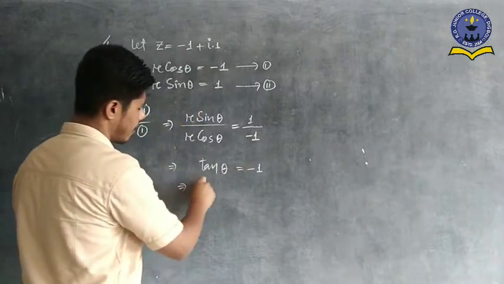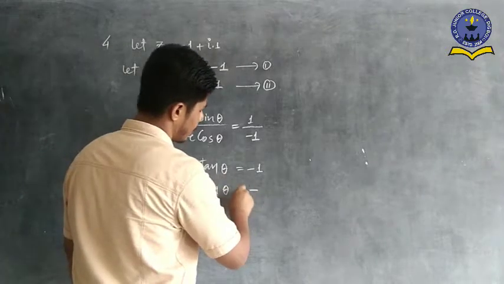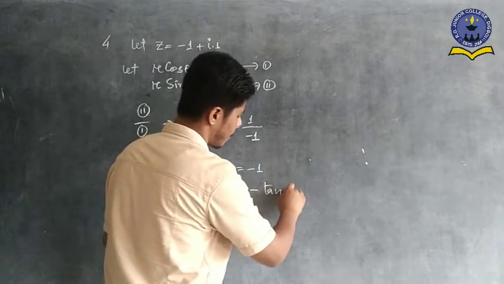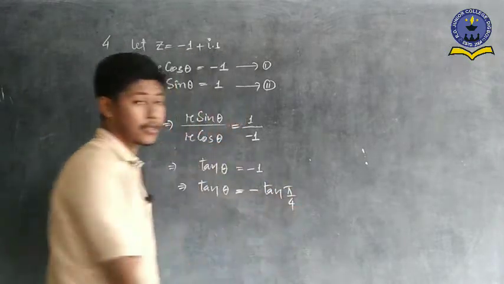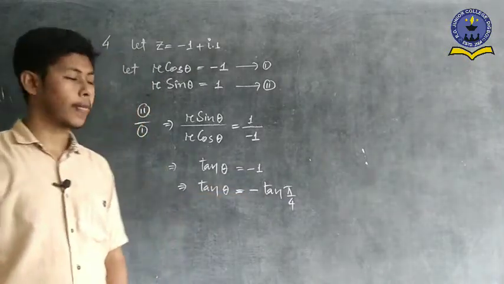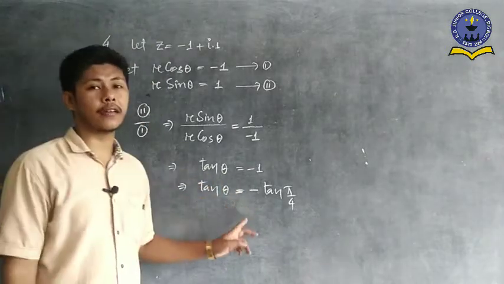So now if we keep this minus here, tan theta equals minus, and 1 means what? We have to write tan pi by 4. Is it clear? So tan theta equals minus tan pi by 4. So now in this case, again we have to find out the angle theta.